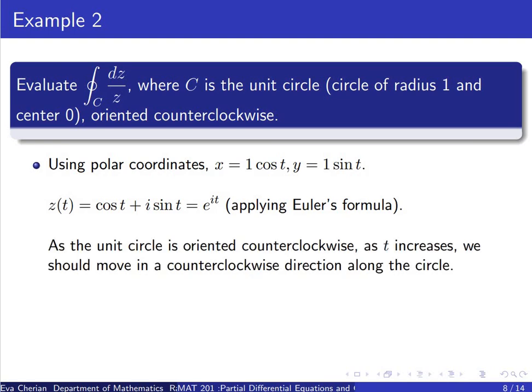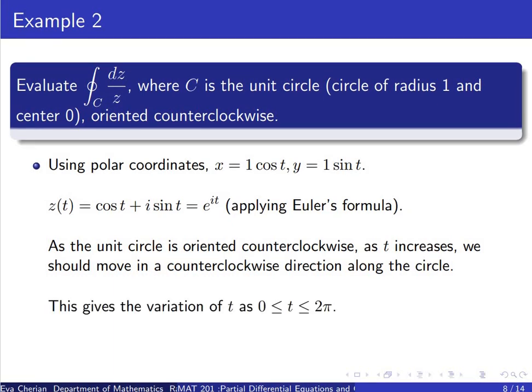Now the unit circle is given to be oriented counterclockwise. So as t increases, we should move in a counterclockwise direction along the unit circle. So t should vary from 0 to 2 pi. So we found the parametric representation.